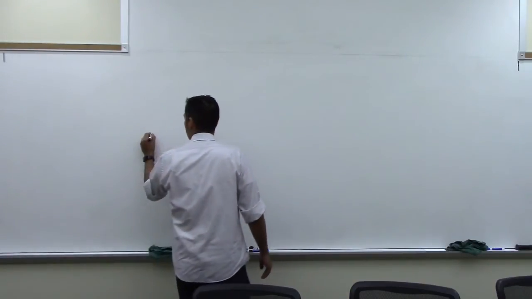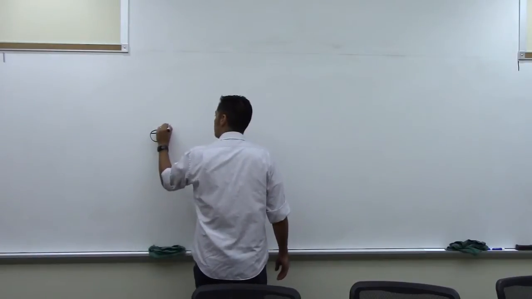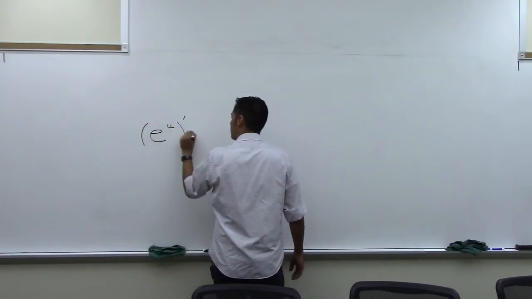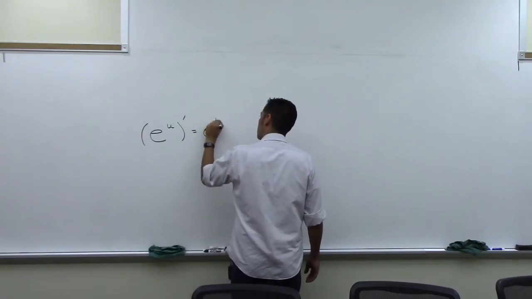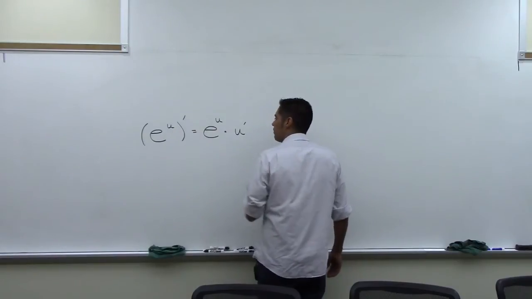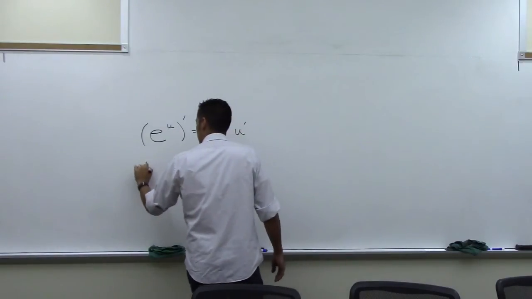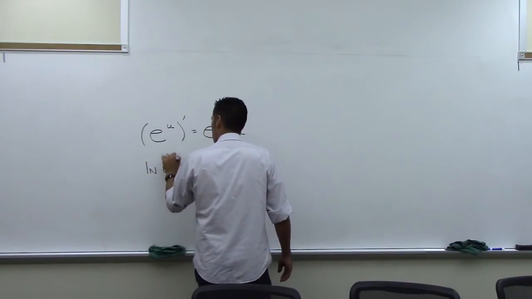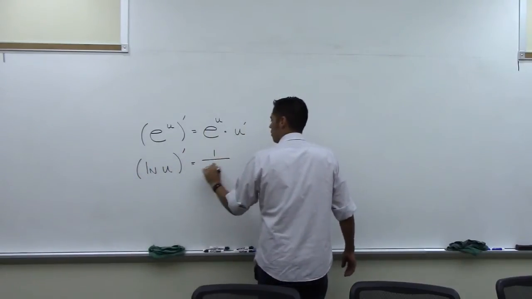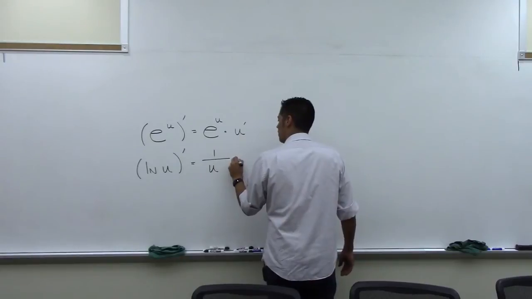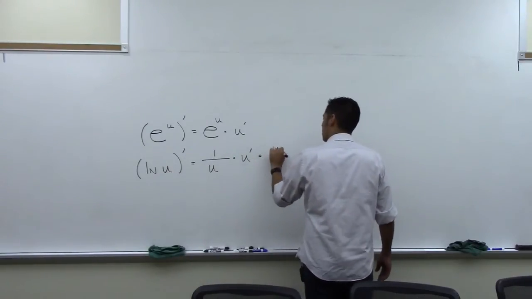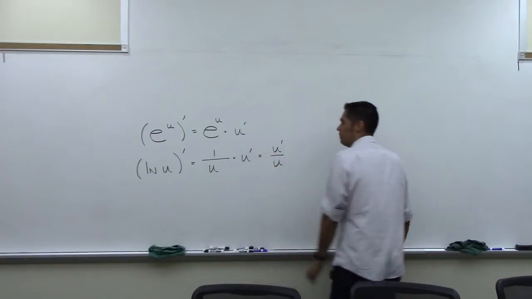Just as a reminder, if you have e raised to some power u, the derivative of this will be itself times the derivative of whatever was up here. Also, if we have natural log of u and you want to take the derivative, it'll be 1 over u times the derivative of whatever the u is. Another way you could write that is u prime over u.